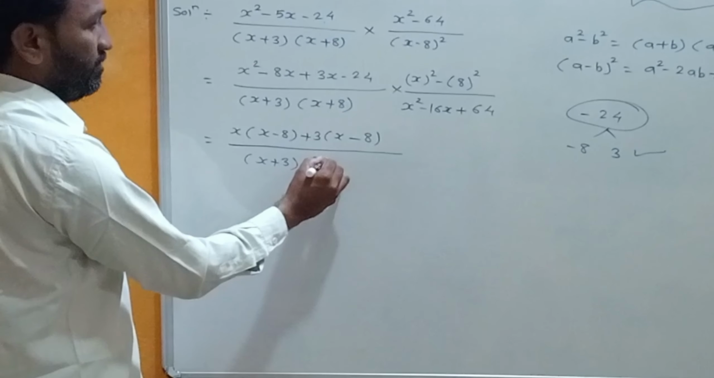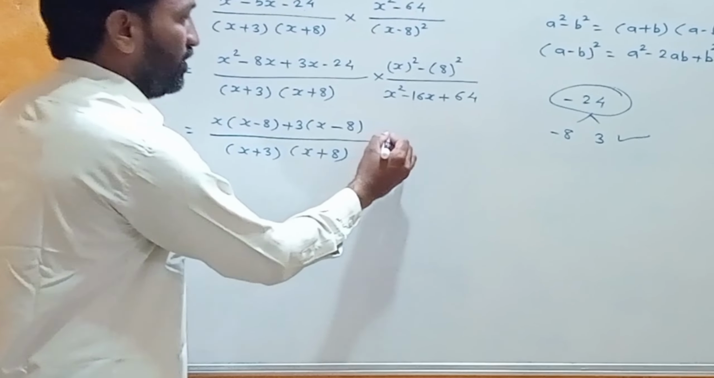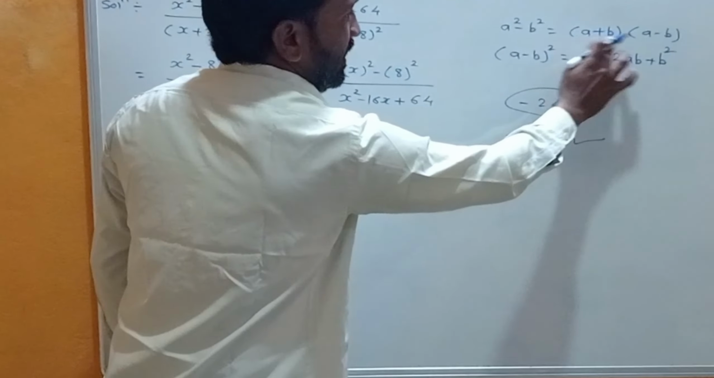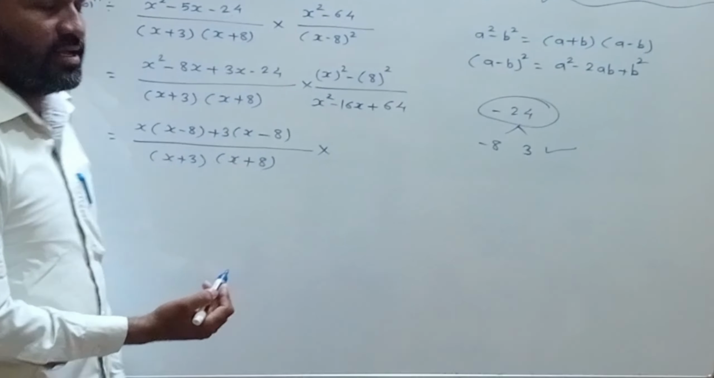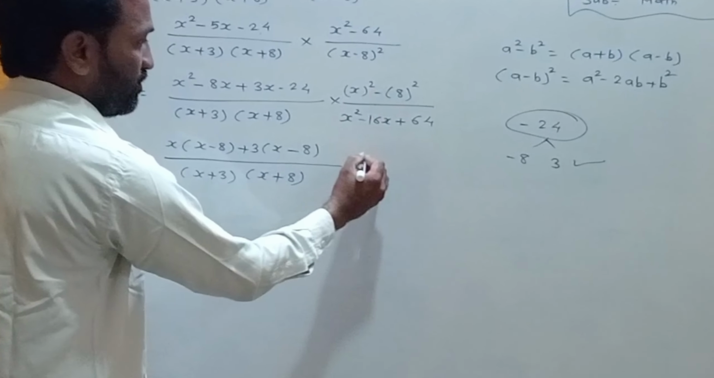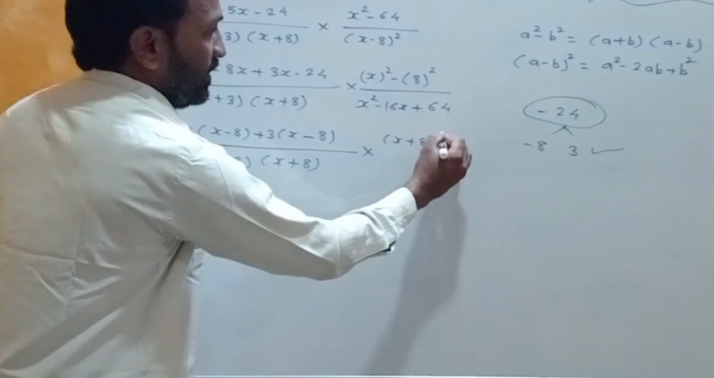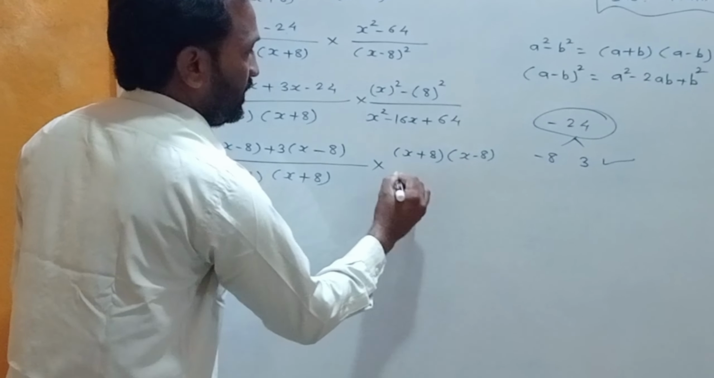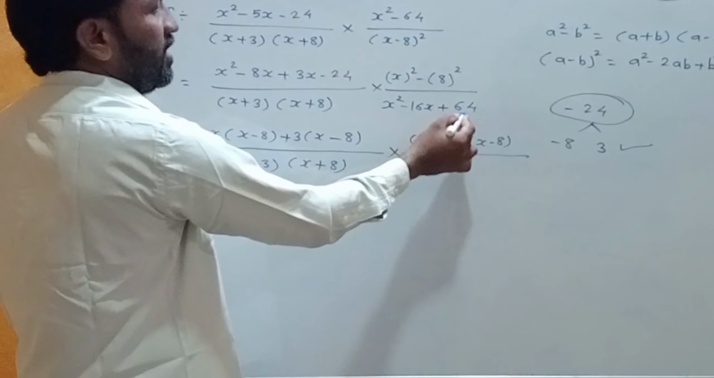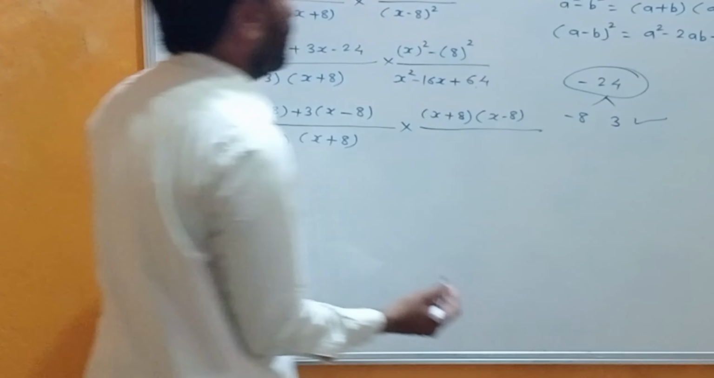(x + 3) in first bracket and another bracket (x + 8) into a² − b² in first bracket (a + b) in another bracket (a − b). So use the a² − b² formula: (x + 8) in first bracket and (x − 8). This is the position of into. What is the factor of 64? 8 × 8 is 64.